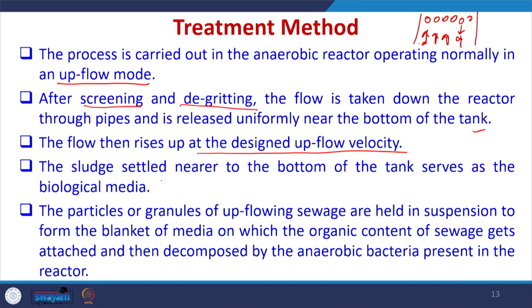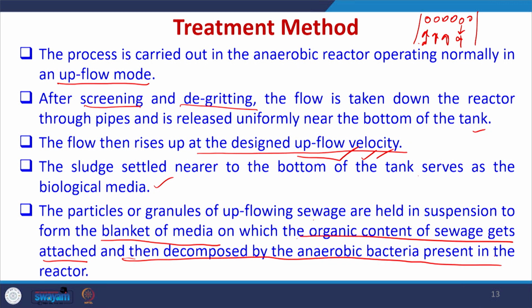Now, the sludge settled near the bottom of the tank serves as biological media. The particles or granules of upflowing sewage are held in suspension to form the blanket of the media. So, this upflow velocity is a very critical parameter for forming this blanket. On this blanket, the organic content of the sewage gets attached and is then further decomposed by the anaerobic bacteria present in the reactor. So, this is the most important parameter, the upflow velocity.